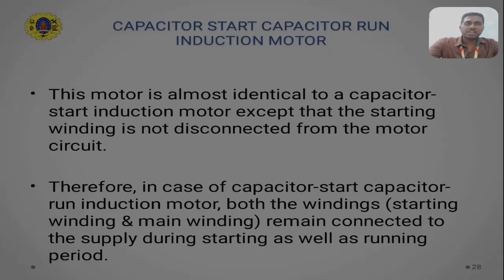The final type is the capacitor start, capacitor run induction motor. This construction is almost similar to the capacitor start type induction motor, except that the starting winding is not disconnected from the motor circuit. Here the starting winding is continuously present along with the main winding when the motor is running. Therefore, in the capacitor start, capacitor run induction motor, both windings, that is the starting winding and main winding, remain connected to the supply during starting as well as during the running period.